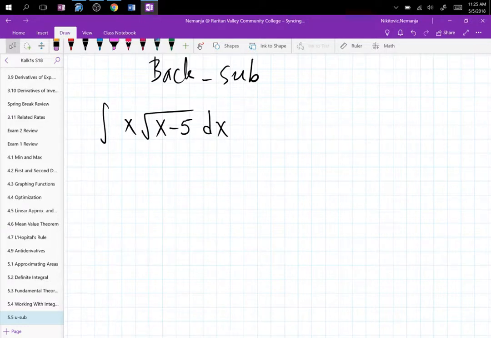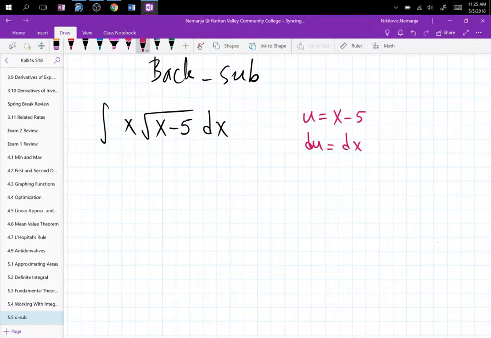Sure, you can all integrate x. Sure, you can all integrate square root of x. What we can integrate is the square root of x minus 5. So we are going to use our good old substitution, u equals x minus 5. Right? That's our u sub. And then your du is equal to dx, because the derivative of x minus 5 is 1. So that's easy, right?